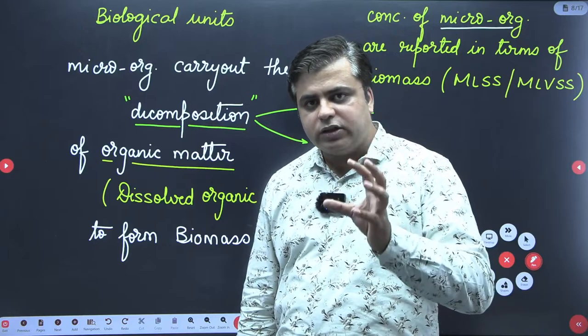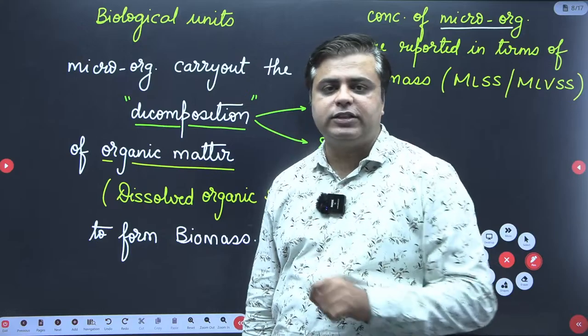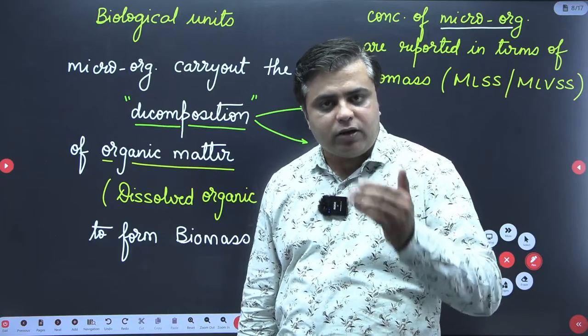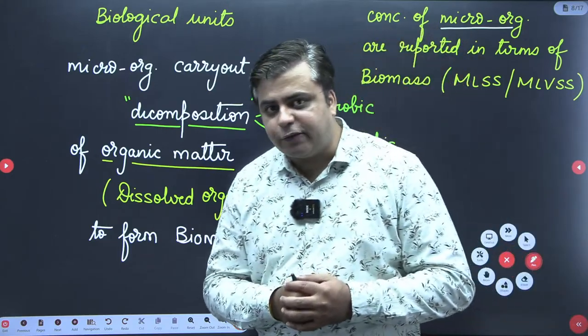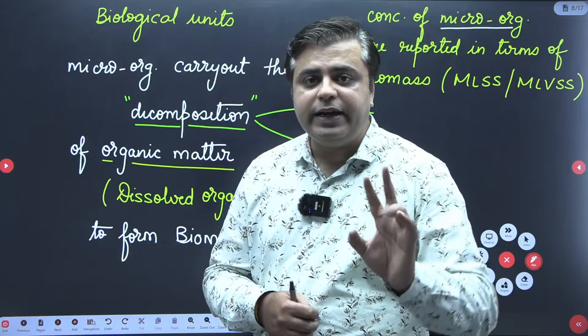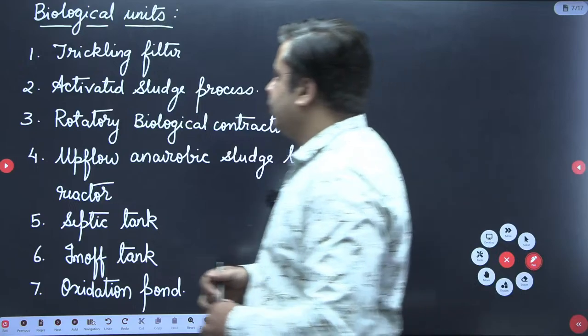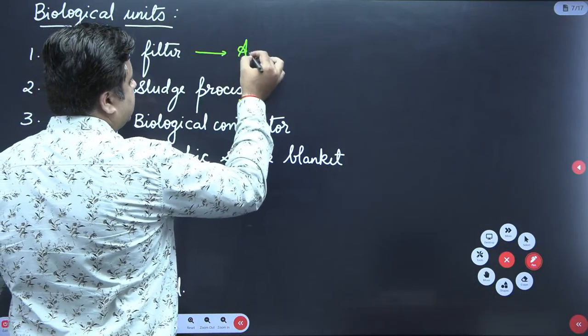If in a biological unit, the decomposition takes place in the presence of oxygen, it is classified as aerobic. If in a biological treatment unit, the decomposition takes place in the absence of oxygen, then it is classified as anaerobic. So, looking into all these, trickling filter is an aerobic system.